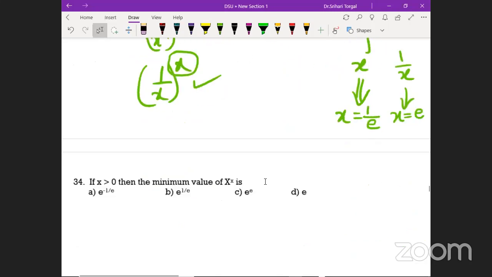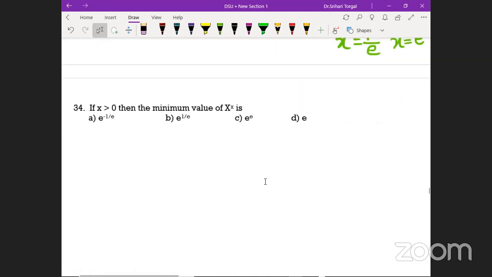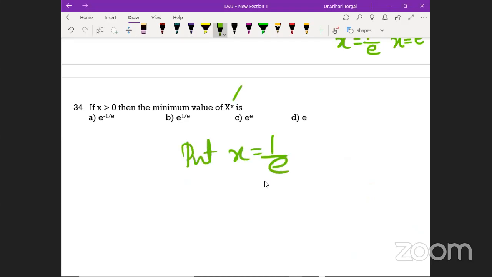Got it? Now tell me here. Answer for this is put x equal to what? 1 by e, because variable power variable, x power x is there.